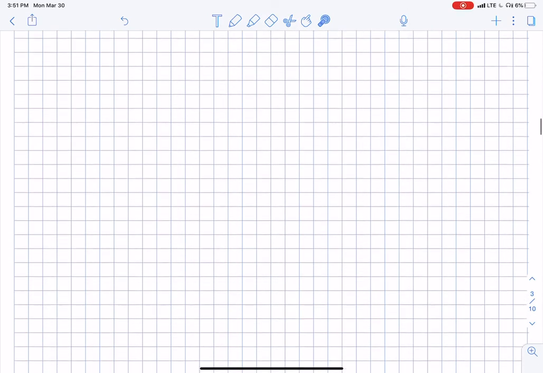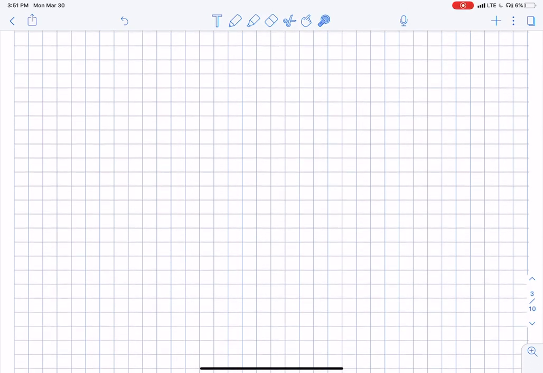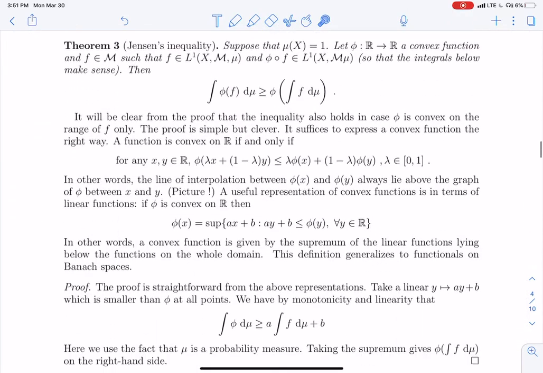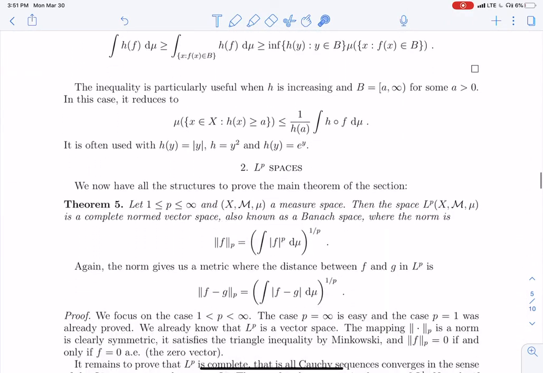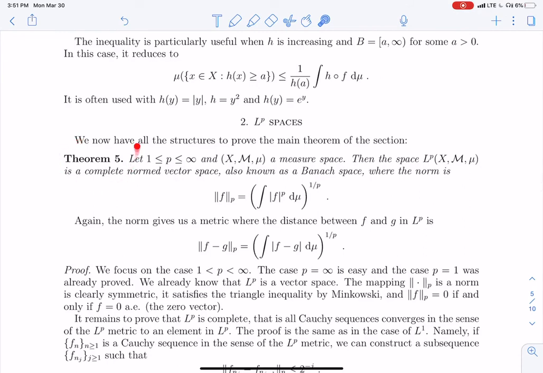All right? So far we have all these inequalities. We know that also L^p spaces are vector spaces, and they have a norm. And in the next sections, we're going to show that they're complete, and that's theorem 5. All right. Okay. Thank you.